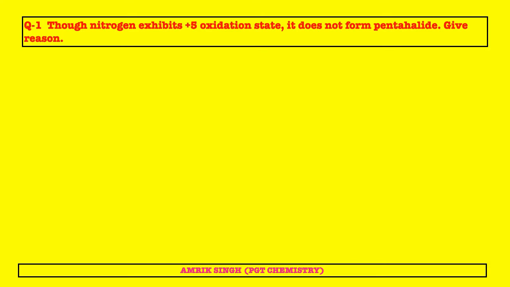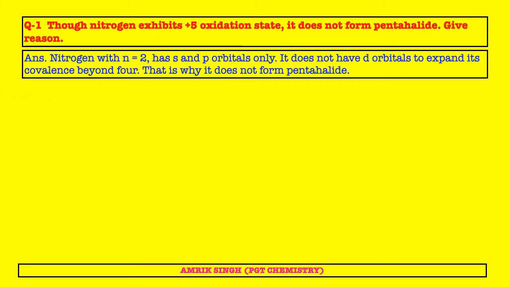Question number 1. Though nitrogen exhibits +5 oxidation state, it doesn't form pentahalide. Give reason. Answer: nitrogen with n equal to 2 has its outermost shell as second, which has s and p orbitals only. It does not have d orbital to expand its covalence beyond 4. That is why it does not form pentahalides.